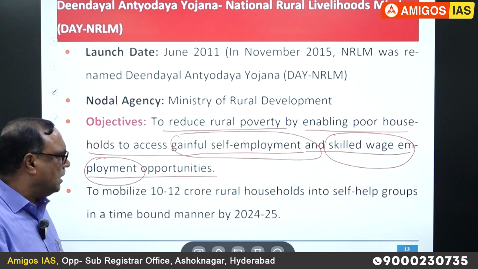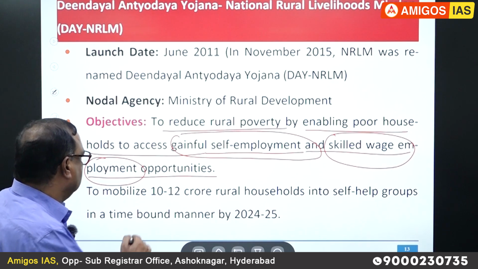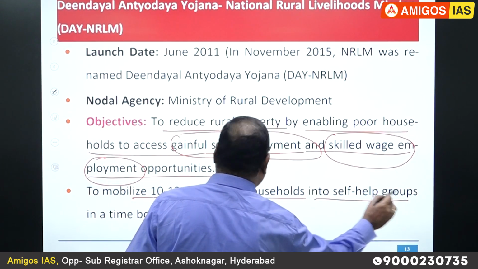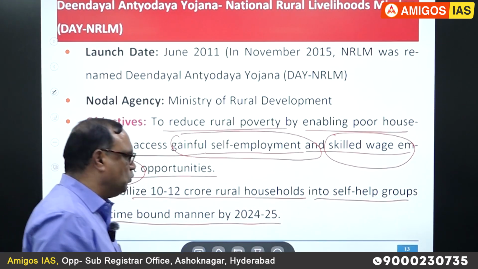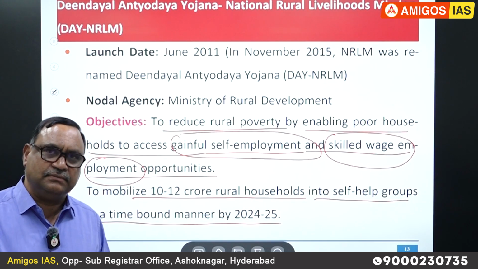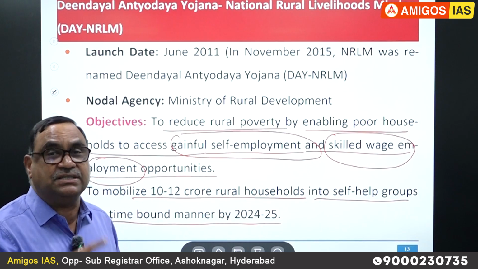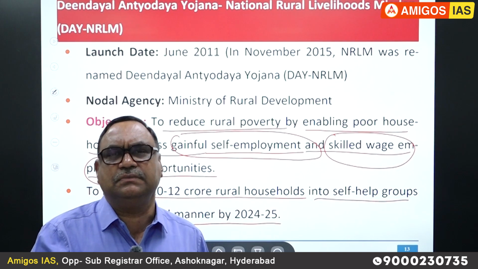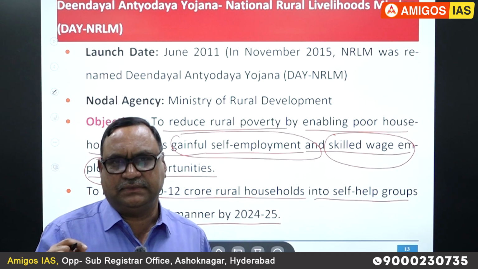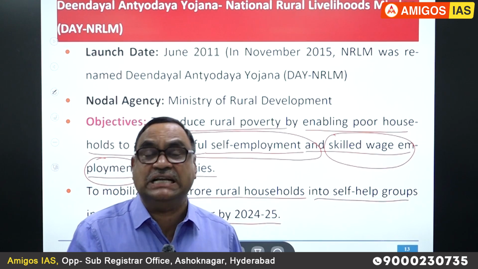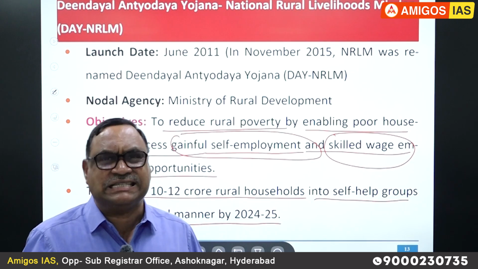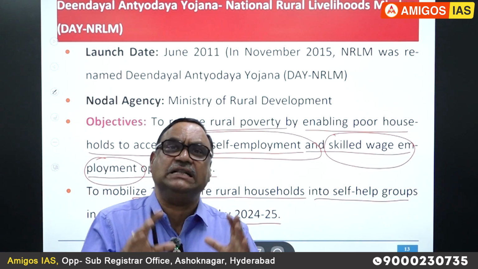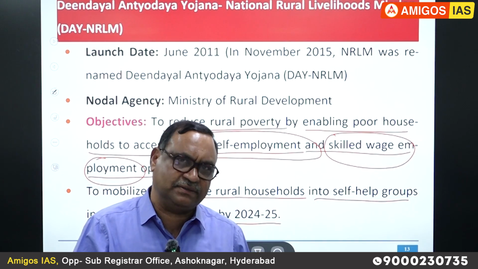Then coming to other aspects, to mobilize 10 to 12 crore rural households into self-help groups in a time-bound manner by 2024-25. Then as I said earlier, under MGNREGS, the people who are willing to take up manual work are provided wage employment. They need not have any skills, and under MGNREGS, skills are not provided. Only wage employment is provided for the rural poor.